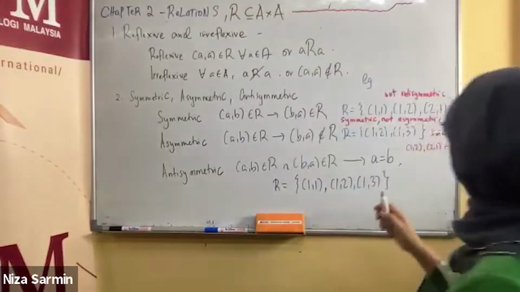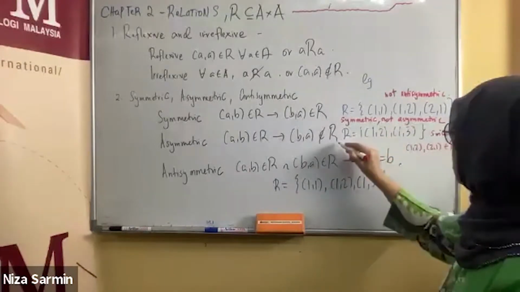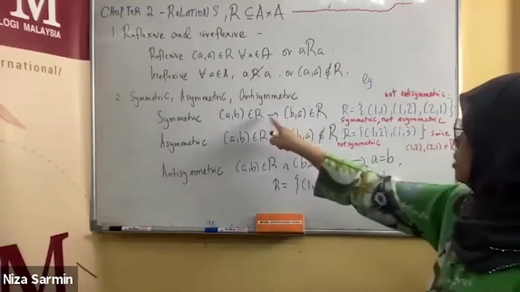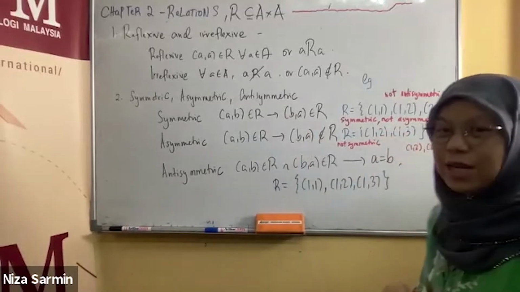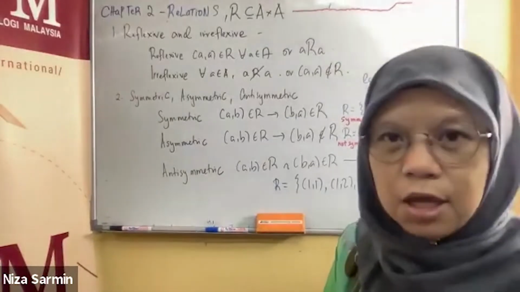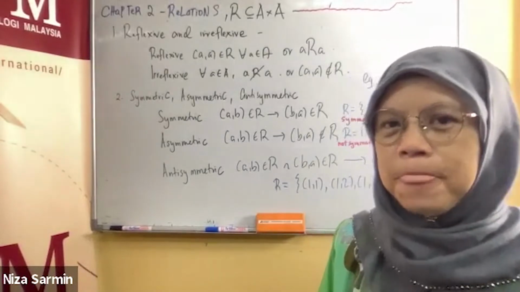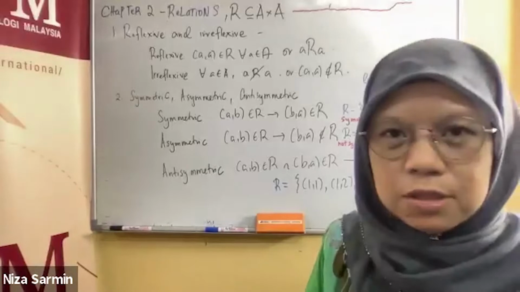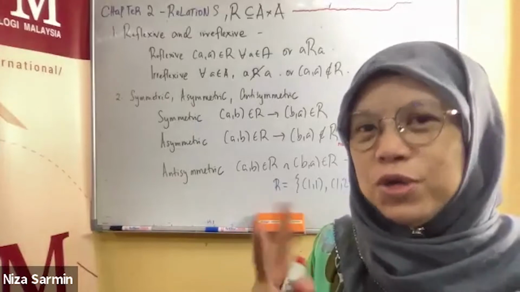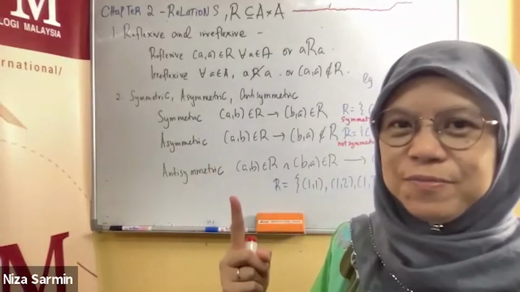Okay, now I will go to this example. Definitely not symmetric. Because there is no 2, 1, there is no 3, 1. So that is your why. R is not symmetric since 1, 2 in R, but 2, 1 is not in R. Yeah, that is your reason. R is not symmetric because 1, 3 is in R, but 3, 1 is not in R. Either one can be your reason. You don't have to list all reasons why it's not. Okay, one is enough.